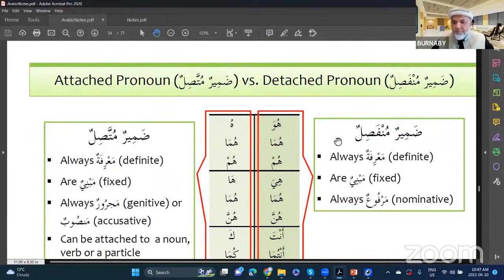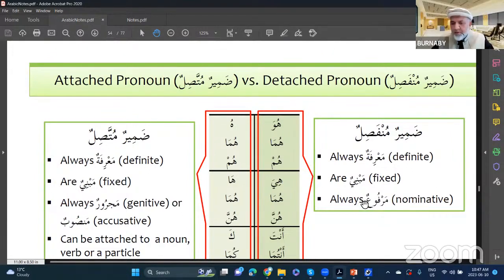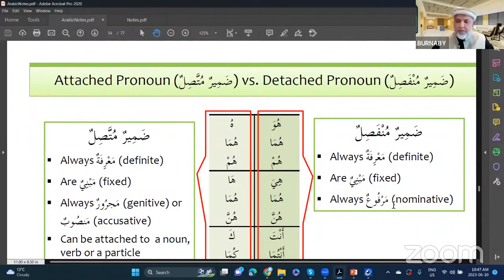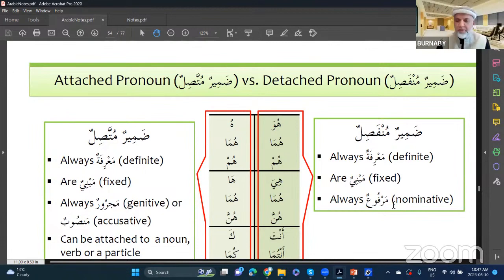The zamir munfasil, which is the detached pronoun, the name for detached pronouns in Arabic is zamirun munfasilun. They're always marifa, which means they're always proper. And they're always rafa, they're always marfu, which means they're always in the status of rafa. So next time if I ask you the detached pronoun status, are you going to blink? No. Without the blink of an eye, you're going to say rafa, marifa. Can we get that out of the way today?